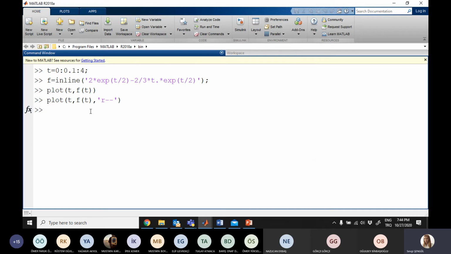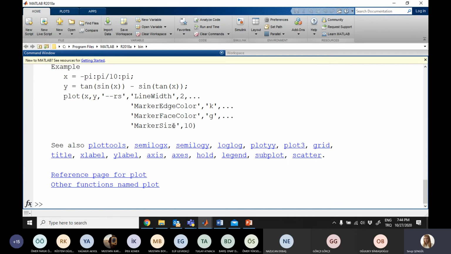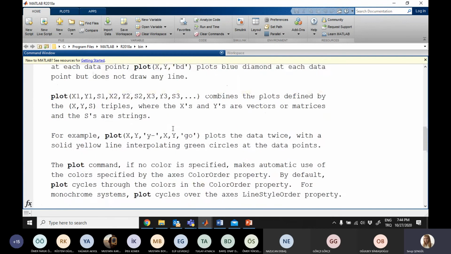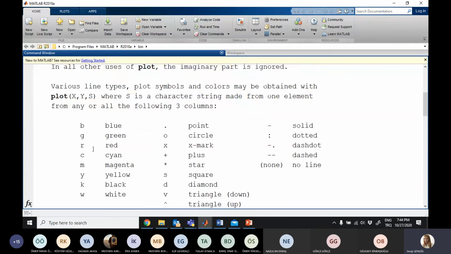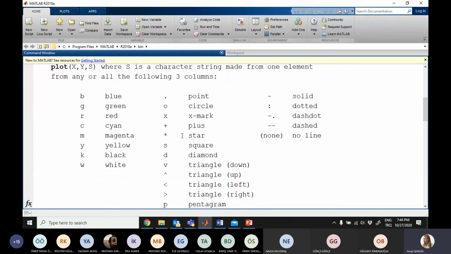Okay. And if you write help plot, you will see all kinds of different versions for plotting. For example, r is red, g is green. These are how you put it, if you want to point out data, these are the styles of data. These are the styles of lines. So you can use them by just changing it in here.